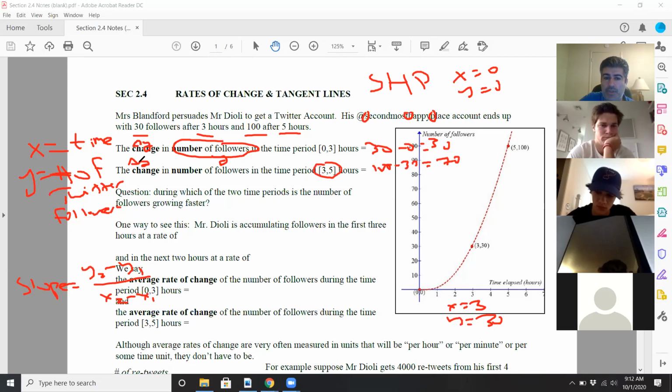Now here is the question. During which of those time periods, during the first 3 hours or between the 3rd and 5th hours, was the number of followers growing the fastest? Or sorry, growing faster? I'm only comparing two intervals. You should say faster, not fastest. That's grammar, right? So that's what we're trying to figure out.